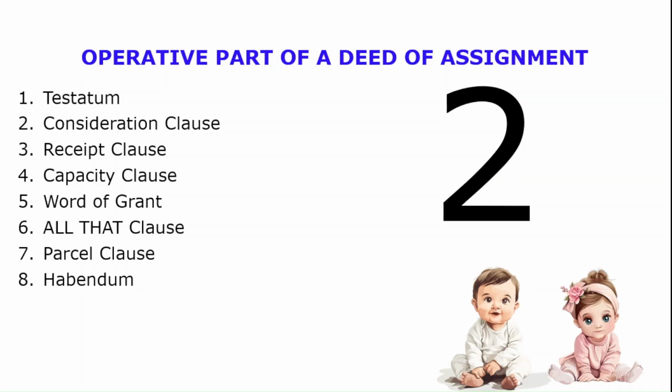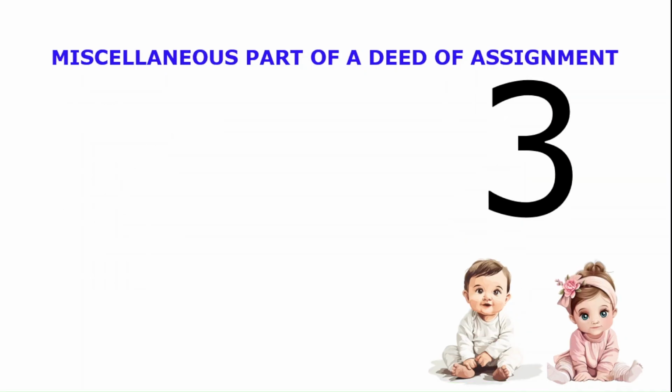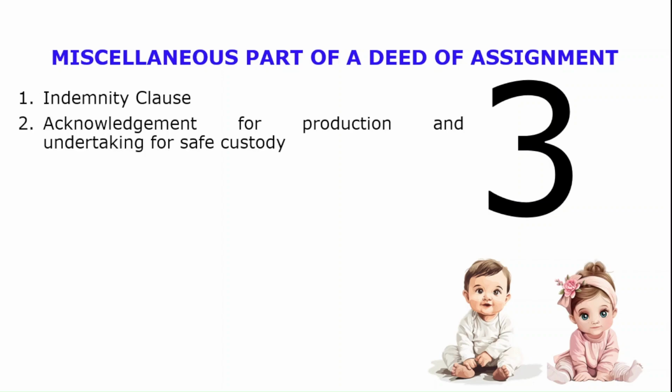You are going to watch the next part, where we talk about the miscellaneous part of a deed of assignment. As a hint, you know that the introductory part has 4, the operative part has 8, and you must list them in the correct order. What are the clauses in the miscellaneous part? You have what is known as the indemnity clause. 2, acknowledgement for production and undertaking for safe custody. This one is very simple. It's just 2, and you have 2 hands, so you must remember this one.